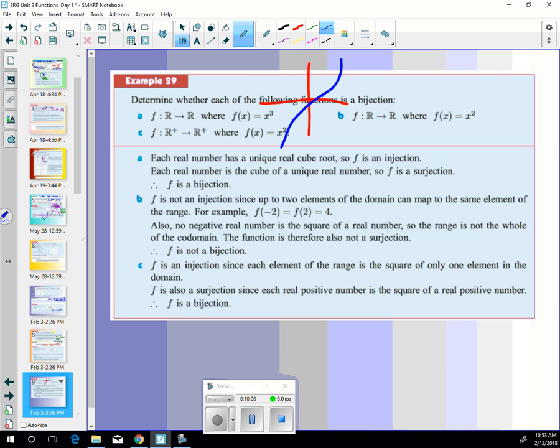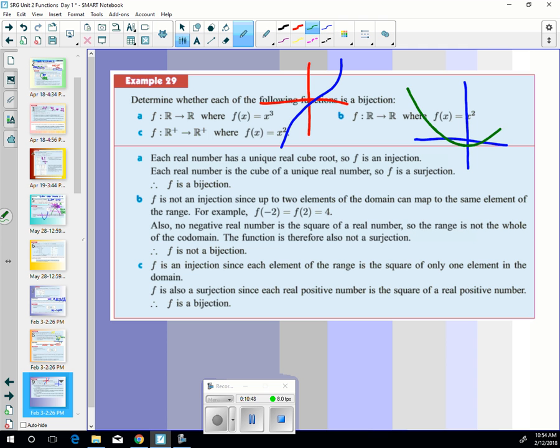Now, what if this were Q to Q? Well, the problem with that is there are some cube roots that you're not going to have as rational numbers. You could put a rational number in for x and cube it, but you can't necessarily cube something to get a rational number. So it's not as simple as it looks. For B, we're looking at reals mapping into reals. f is not an injection. Why?